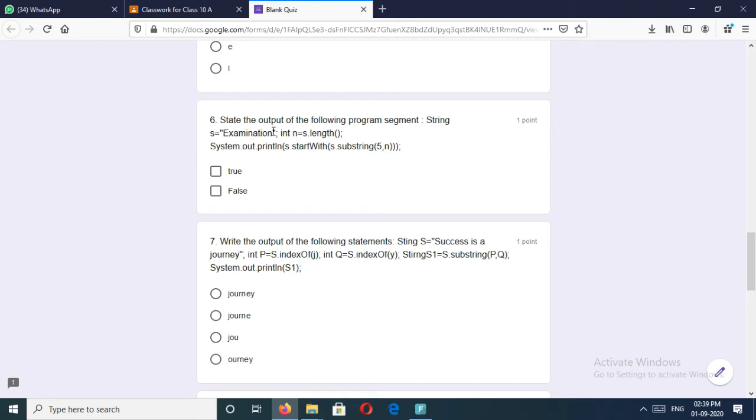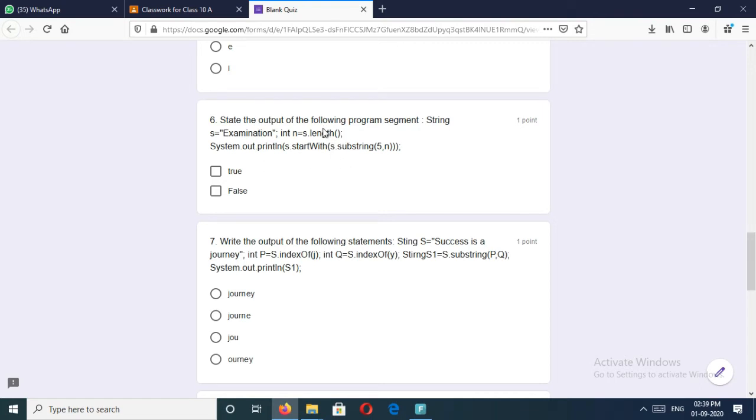We know the length is 11, but the last index number is 10. When we use this substring function, the first index number will be included and the last index number will be excluded. That means here 5 to 11 means you will get the characters from 5 to 10. That means 5 N, 6 A, 7 T, 8 I, 9 O and 10 N. Then you will get "nation". First you have to write the word and write the index numbers, then you will get the correct answer.